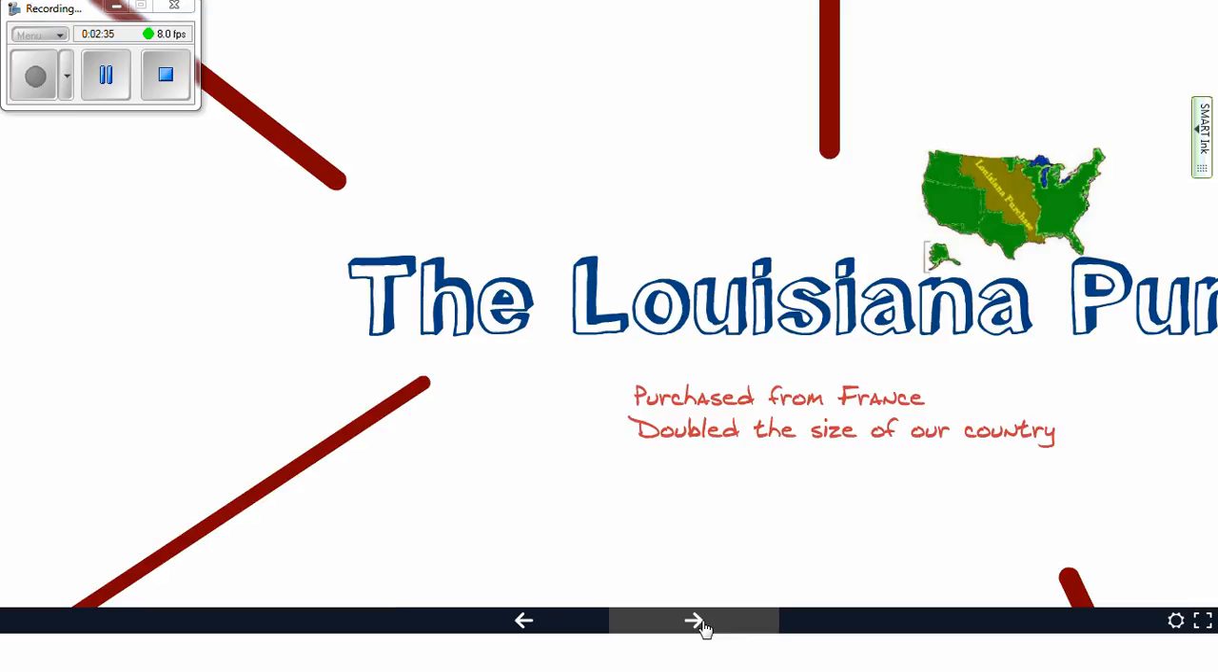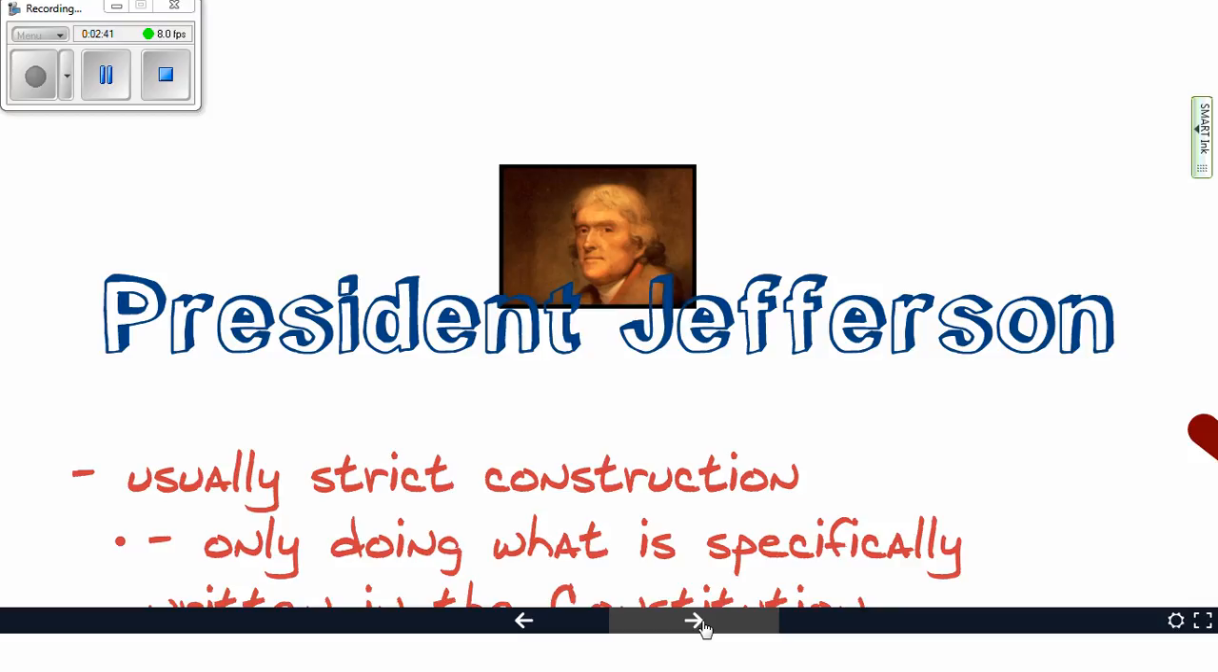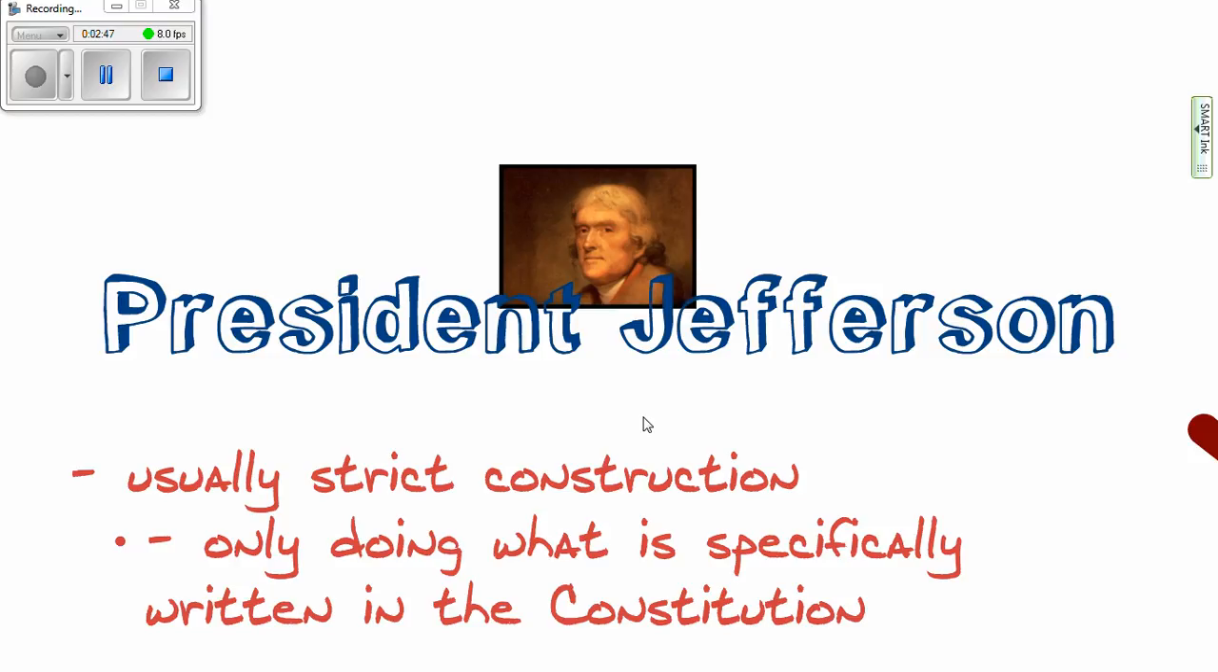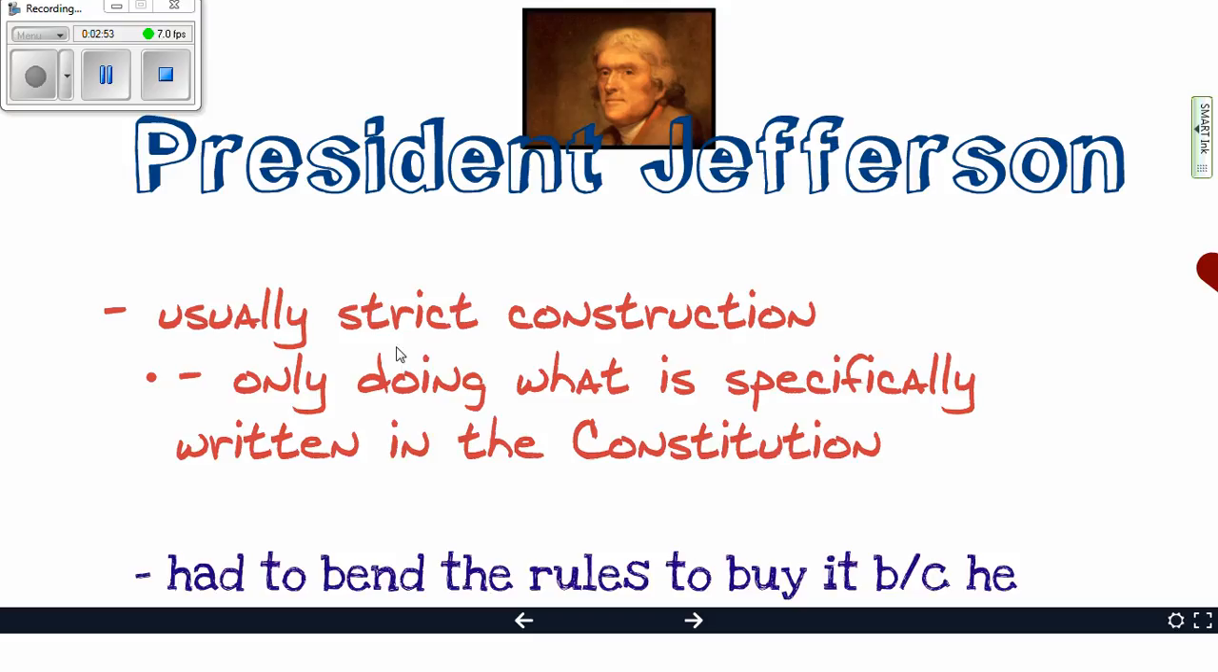The first person we want to talk about today is President Jefferson. He is the guy who authorizes the Louisiana Purchase. Remember, he gets elected in 1800. The Louisiana Purchase is completed in 1803. Something we know about President Jefferson is that usually he believed in strict construction, which means only doing what is specifically written in the Constitution. That was a big difference between the Democratic Republicans led by Jefferson and the Federalist Party led by Hamilton.